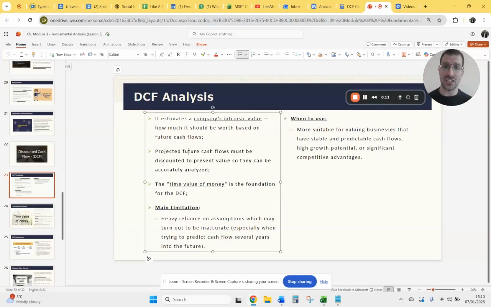All right. So projected future cash flows must be discounted to present value so that they can be accurately analyzed, because we have to consider the time value of money, right? So the point of the DCF is exactly to account for this time value of money, which is the foundation of this model. The main limitation, of course, as you will see, is that there is a heavy reliance on assumptions which may turn out to be inaccurate. So, for example, if I'm using 15% projected growth rates for the free cash flows, but then that is just a projection, right? There is no indication that it's going to be accurate. And that's why you really need a margin of safety.